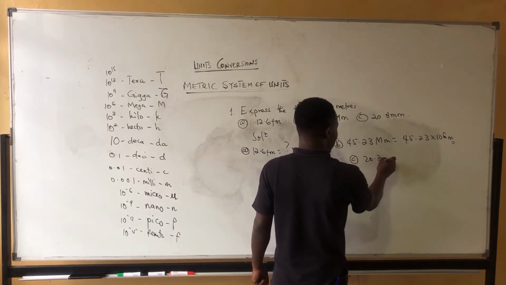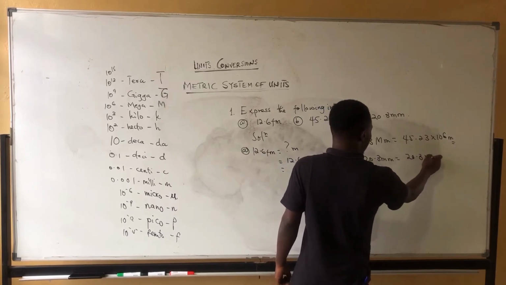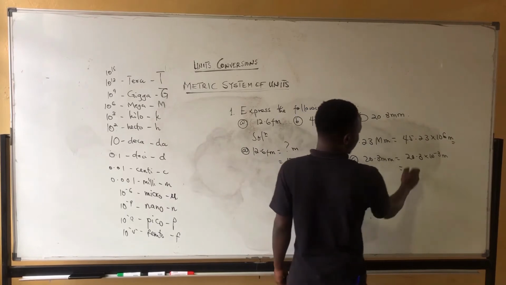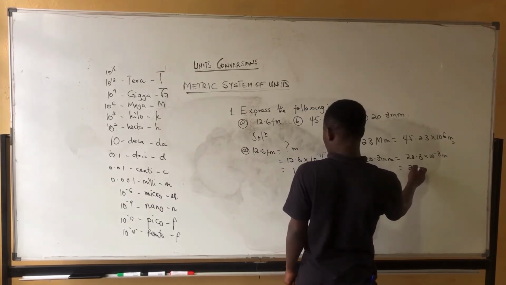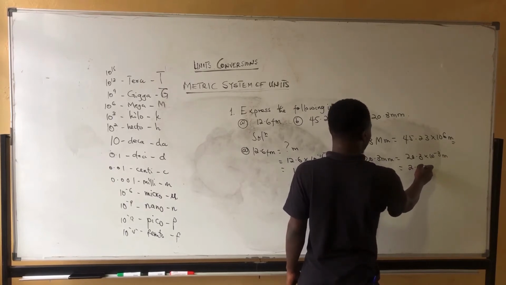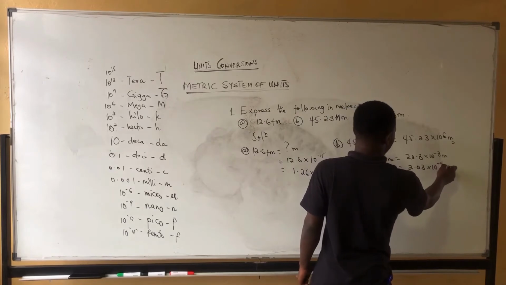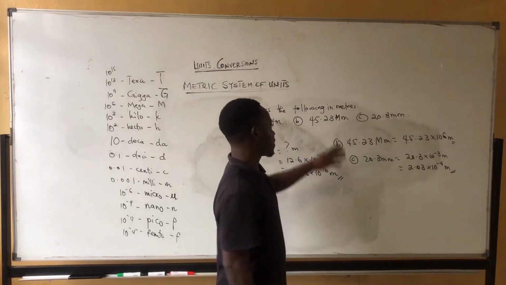20.3 millimeters becomes 20.3 times 10 to the power negative 3 meters. In standard form, this is 2.03 times 10 to the power negative 4 meters. Simple. Okay, so that's it.